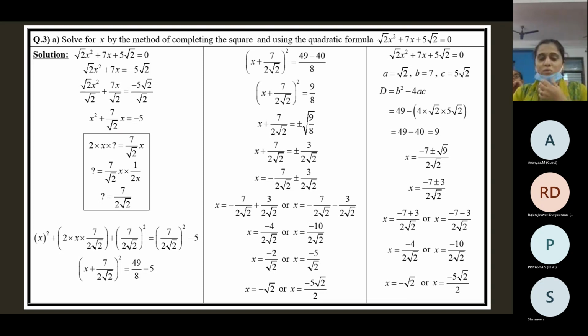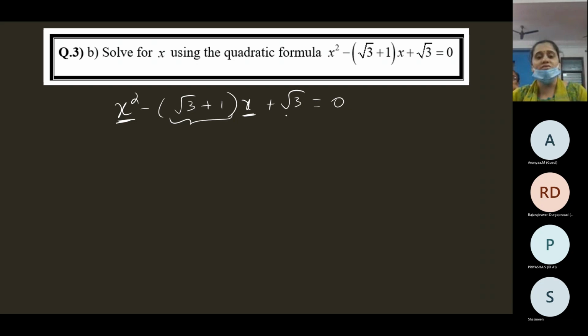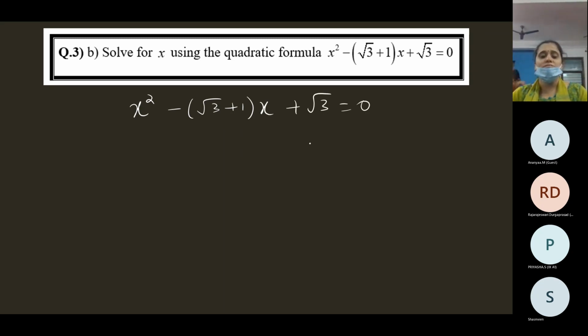So this is a quadratic equation which we have solved by using the quadratic formula. Now see this one. How do you solve this? Again, it's in the standard form. You can see x squared minus root 3 plus 1 of x plus root 3 is equal to 0. You can see the x square term, this is the x term and its coefficient, and plus root 3 is the constant. The given quadratic equation is in the standard form.